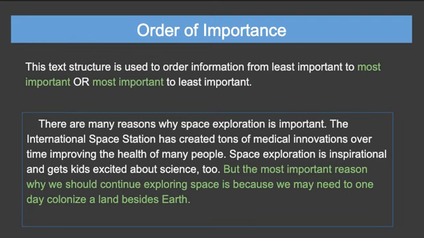Then we might move on to the order of importance text structure. This text structure is used to order information from what could be starting with the least important, leading up to what is the most important, or reverse. It could be starting off with this is the most important and goes all the way down to the least important example. So this could be an example of why should people recycle? Well, the most important reason we might recycle would be, and they would go on to explain. And then there would be other sections that would follow that would take you down to the least important reason to recycle. So why don't you pause and read through this example, please.